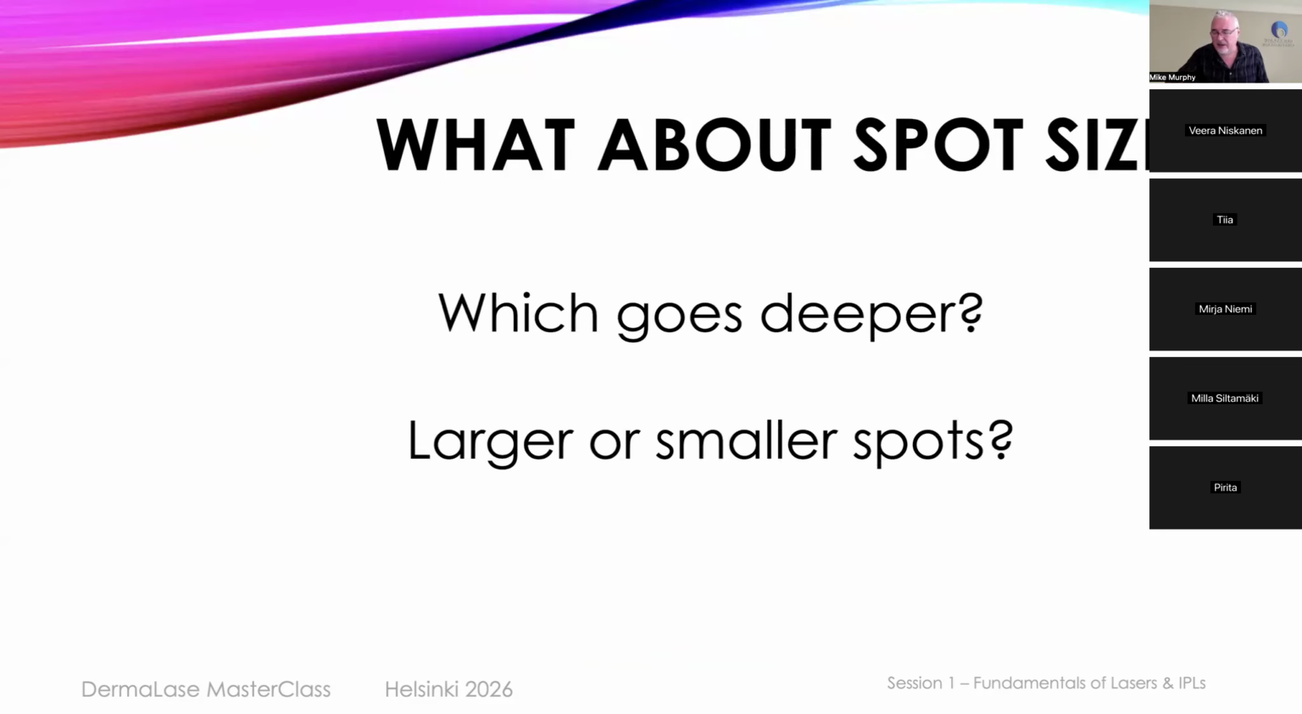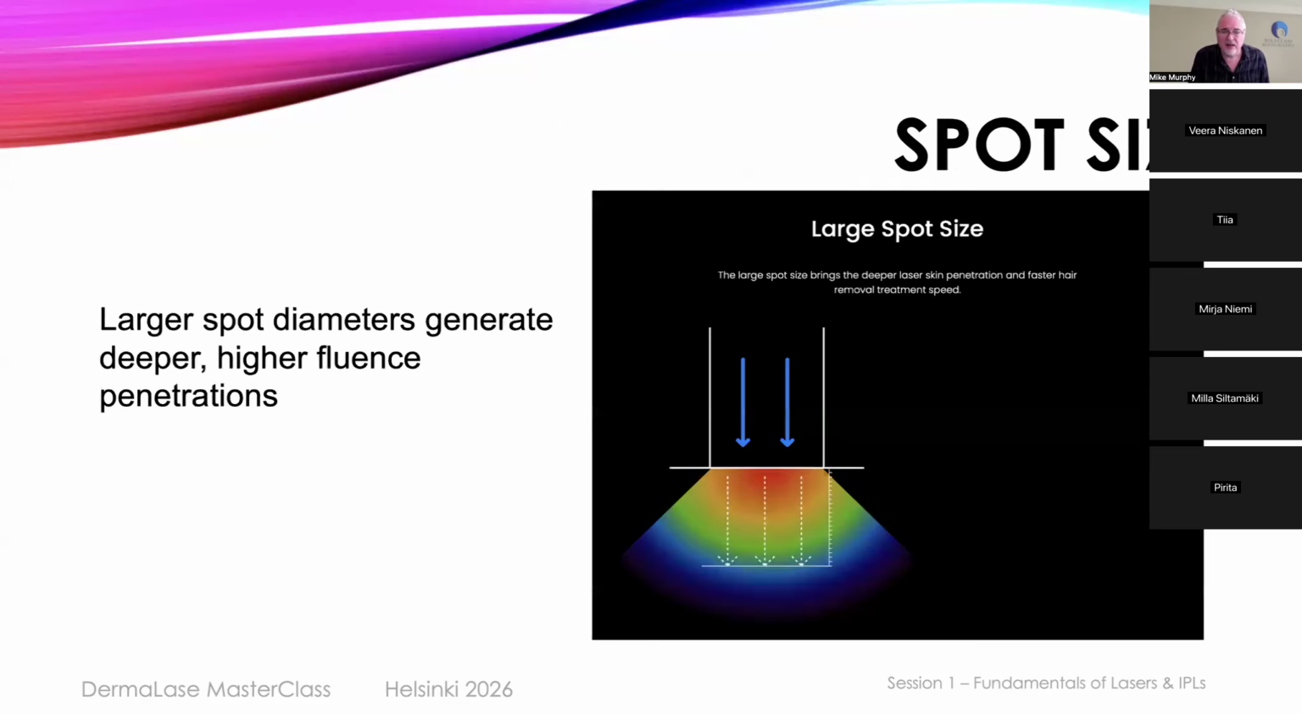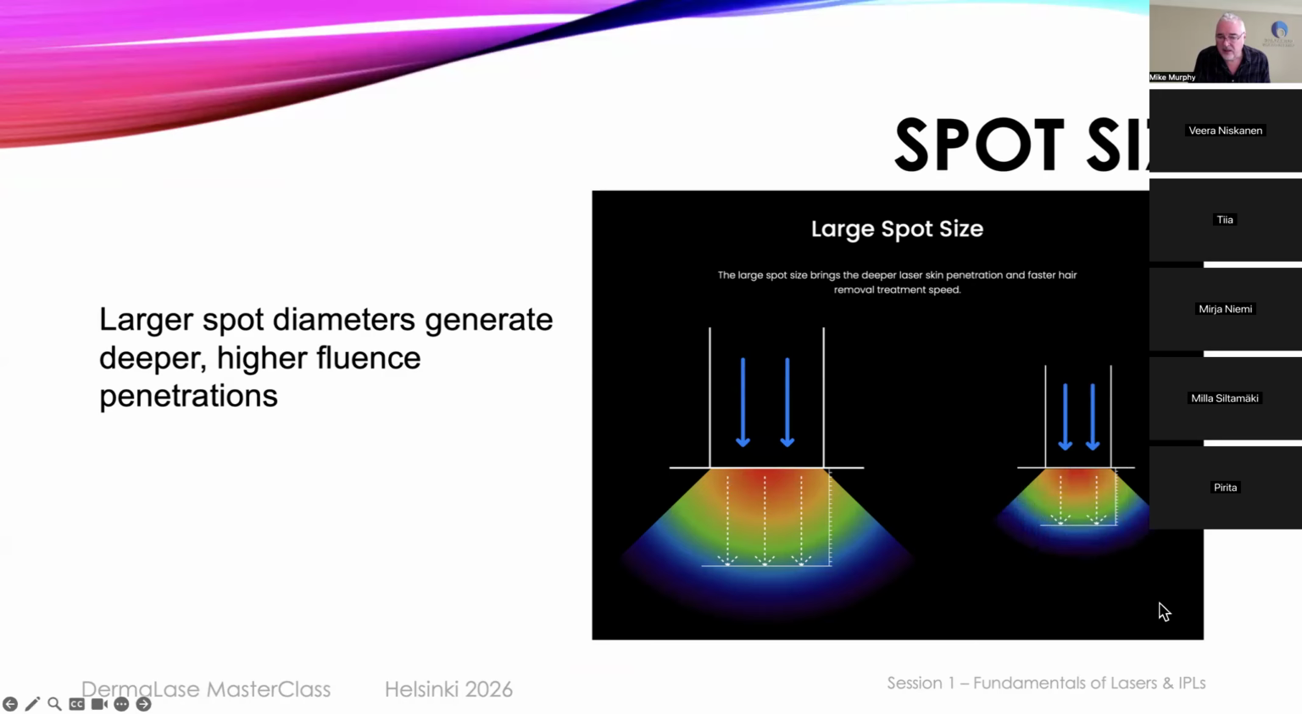Spot size, people get a bit confused about spot size. Which goes deeper, large spots or small spots? And it's not exactly intuitive. If you fire a large spot diameter into the skin, then you will get some kind of a fluence distribution like this, where it's quite hot near the surface, then it gets a bit cooler as you go deeper and deeper and deeper as you go further from the spot. But if you fire a small spot with exactly the same fluence, then this is what you find. And we've found this through both numerical modeling programs and also clinically. You can see through histological evidence.